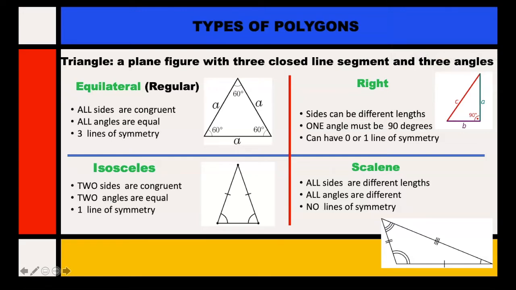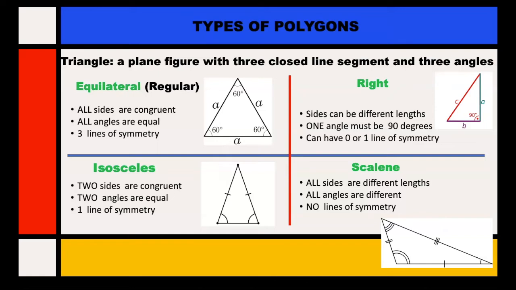Our types of polygons. Well, we're going to start with a triangle. Why a triangle? It is a three-sided closed figure that has three line segments and three angles. And it is closed. Most important word, closed. And these are our types of triangles.